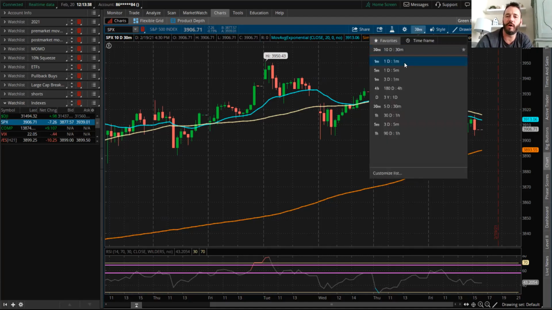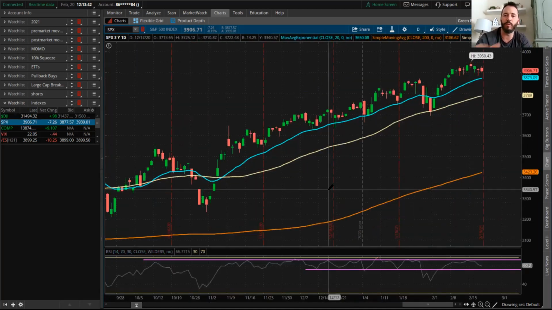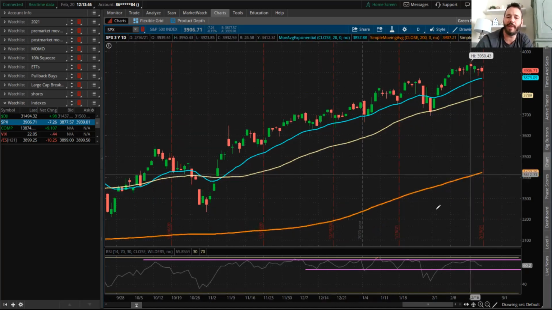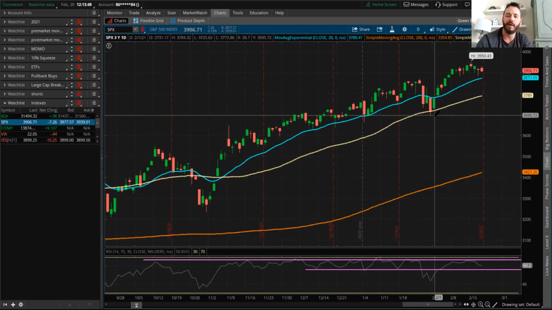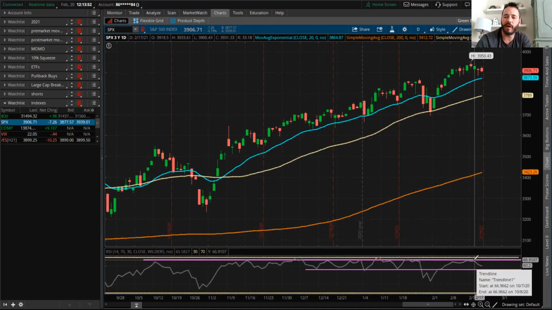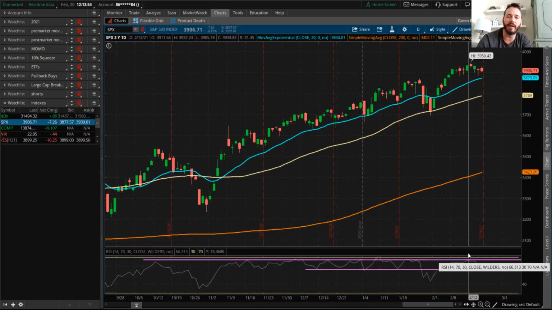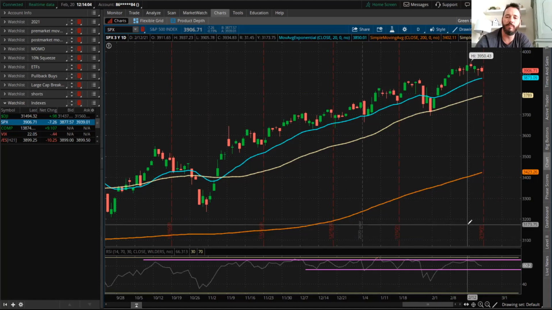And you always start by doing the daily, which is the 1 day. And you want to just map that out and see where are we? Are we overextended on the RSI at the moment? Would I want to buy long if we're overextended on the RSI? The answer is no. You wouldn't want to do that because you would be buying at a high.